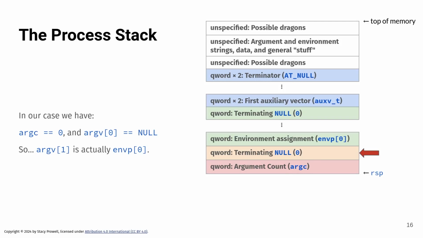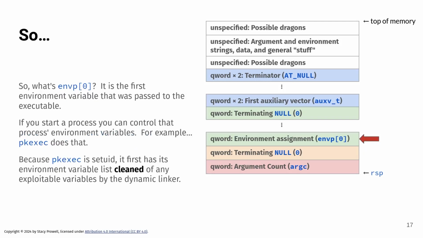We're able to invoke a program with no arguments, which means that argc is 0, which means that argv contains only the null, but because of pointer math, argv1 actually points to the first string of the environment. So what's envp0? It's just an environment string. Now, if you start a process, you can control what environment variables get passed. You'll do that with execve.